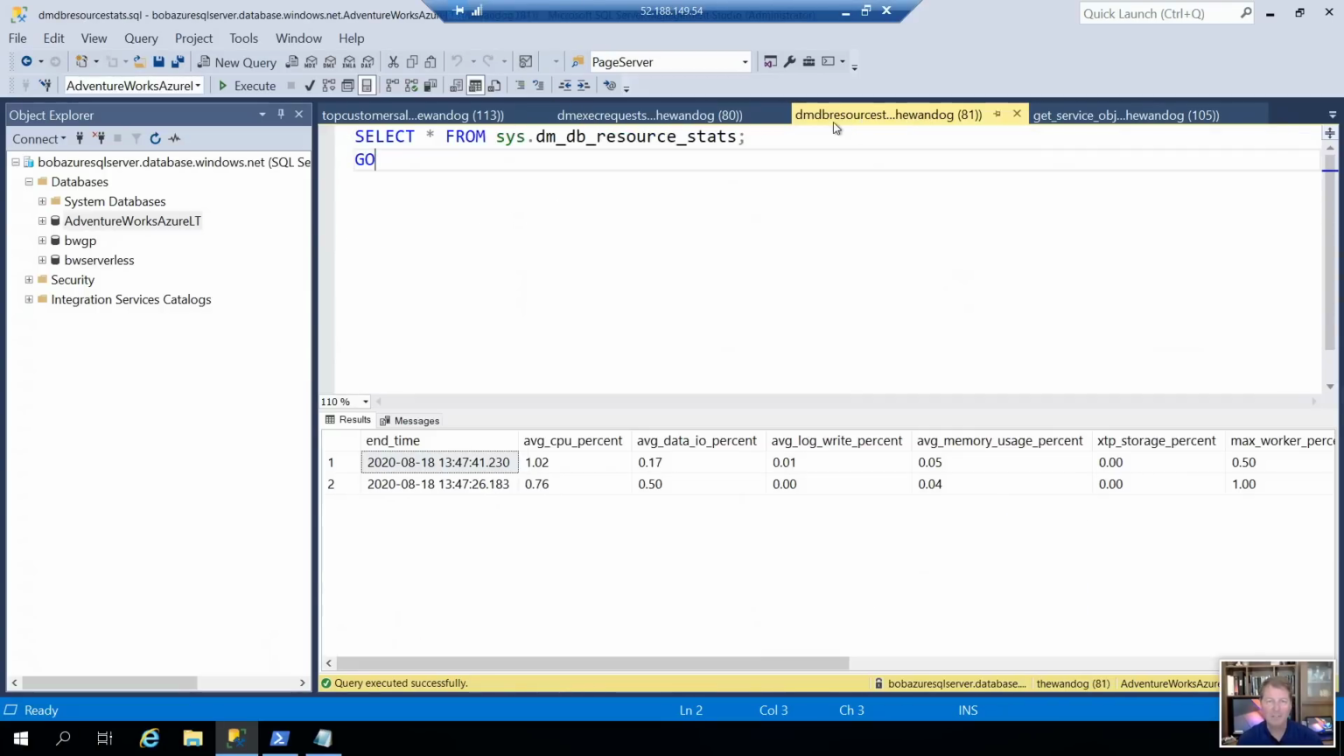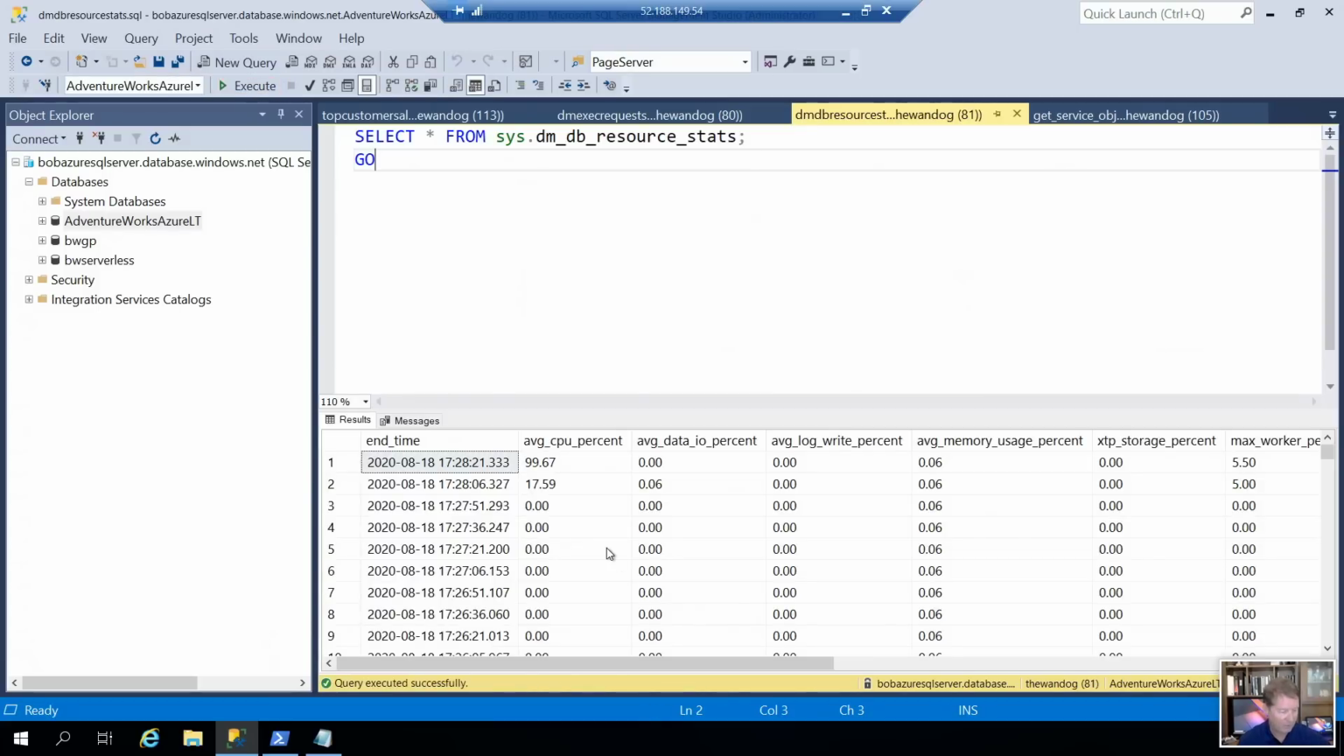Now, I'm going to use that new DMV called DM DB resource stats and look at that. I'm going to see very quickly that I've got average CPU percent of almost 100%. This DMV is a polling DMV. We poll for you automatically, every 15 seconds, to look at your resource utilization. If I run it again, I bet I can see, twice in a row now. So this is starting to feel like, over a 30-second period, a lot of CPU utilization. I suspect I'm in a running scenario.